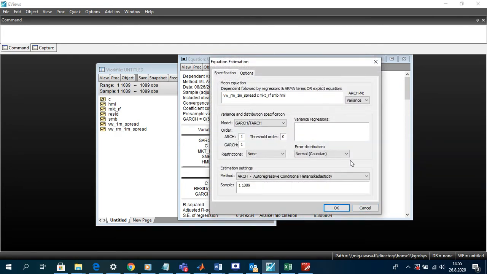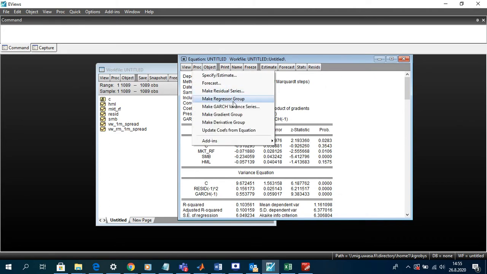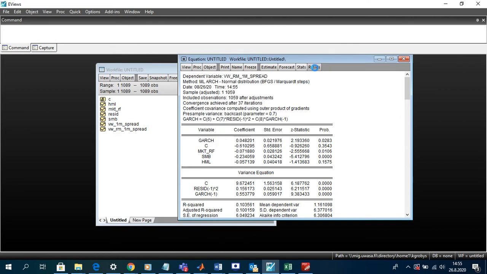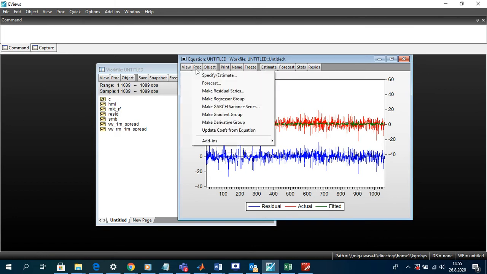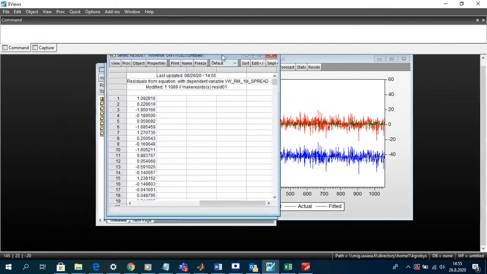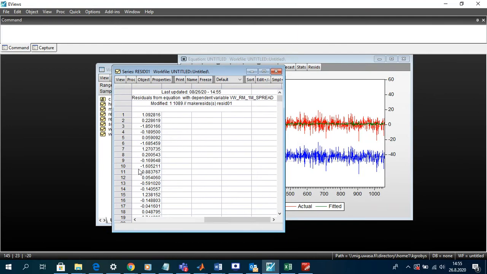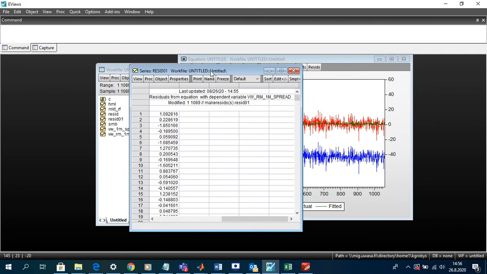Okay, let's push the OK button here. Let's go on Proc, Make Standardized. We want to make the standardized residual series. Where can we find it? Resids, Objects, Make Residual Series Standardized. Okay, so these are our standardized residuals. This is our estimated innovation process. On the whiteboard, you remember it was in the third equation.